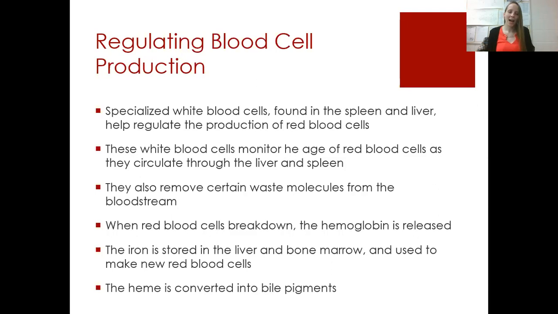That kind of thing. They also remove certain waste molecules from the blood, and when red blood cells break down, the hemoglobin is released. The iron portion, which is at the center of those heme groups, is stored in the liver as well as the bone marrow and can actually be reused. So a lot of the iron from our hemoglobin molecules is recycled every time you make new red blood cells. The rest of the heme is converted into bile pigments and ends up in your gallbladder.